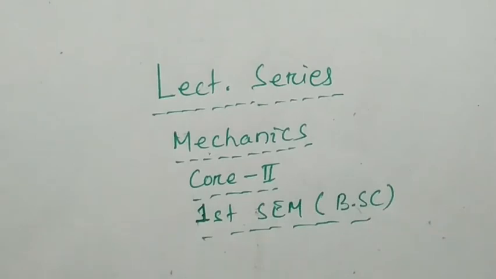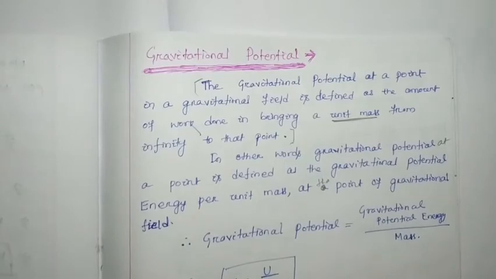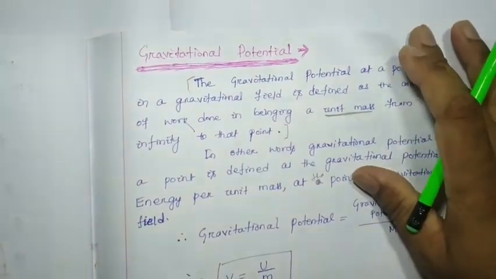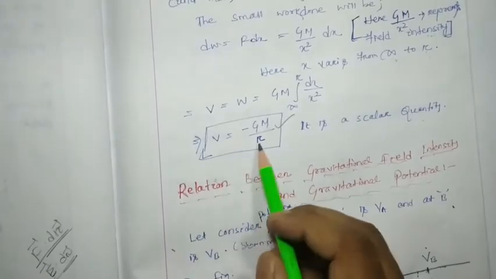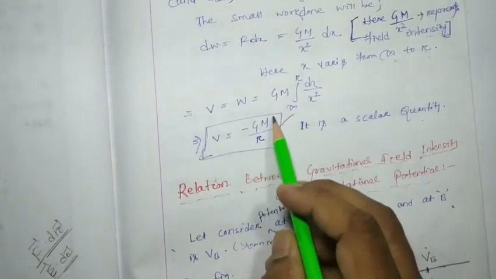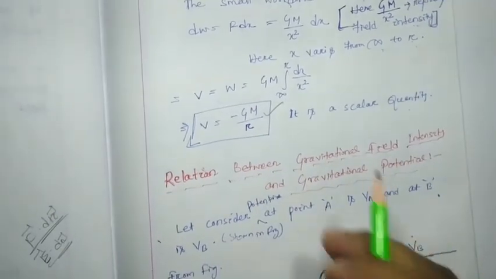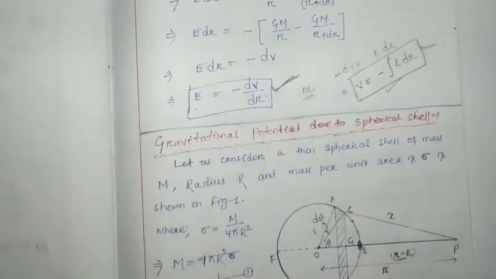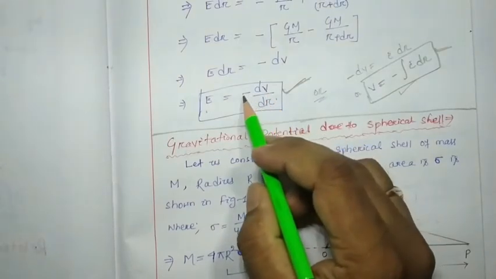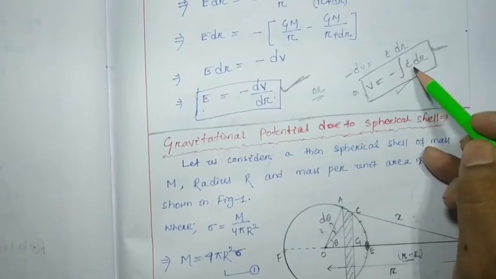Core paper 2 belongs to the first semester BSc syllabus. In our last class, we discussed gravitational potential and the relation between gravitational field intensity and potential, and we found the potential at any point from a mass m is minus GM by r. In detail we discussed this in the last video, and we found the field intensity related to potential as minus dV by dr equal to E, or it can be written as V equal to minus integration of E dr.